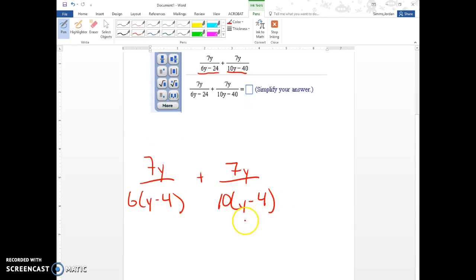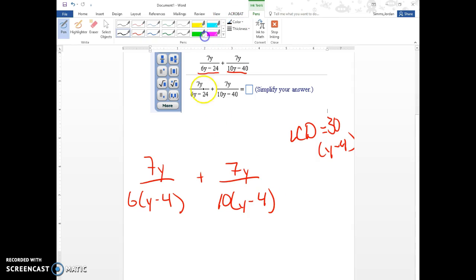Okay? So we can kind of see that the LCD really would be like 30 bracket y minus 4, right? Really, that's the lowest number that both of these will go into. 6 and 10, they both go into 30.